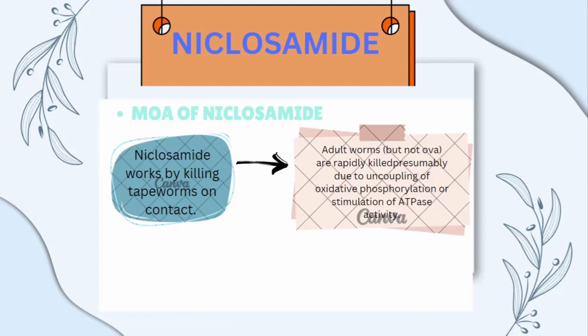there are two types of actions of niclosamide. First is pH dependent and other is pH independent. The pH independent action involves the inhibition of mitochondrial oxidative phosphorylation, which leads to decrease in ATP production, which leads to decrease in the energy production in the worm. Ultimately, the death of the worm occurs.